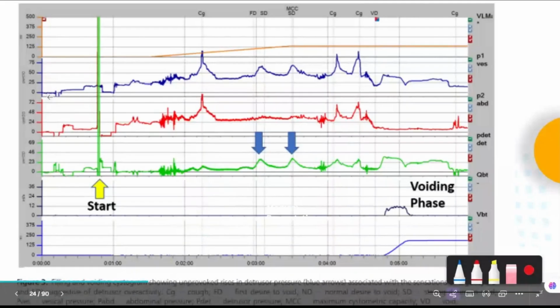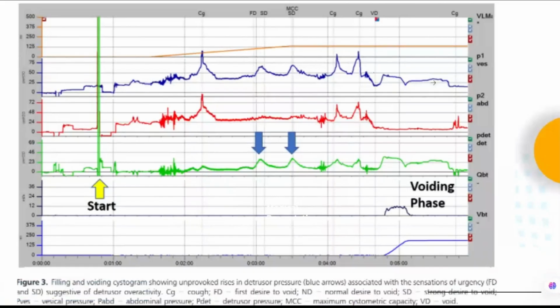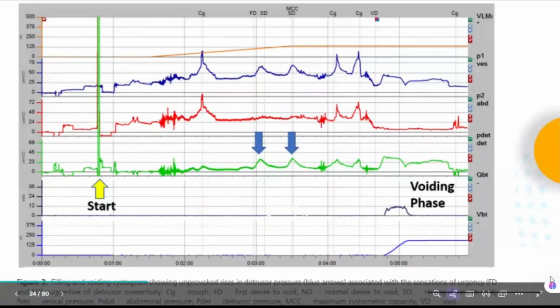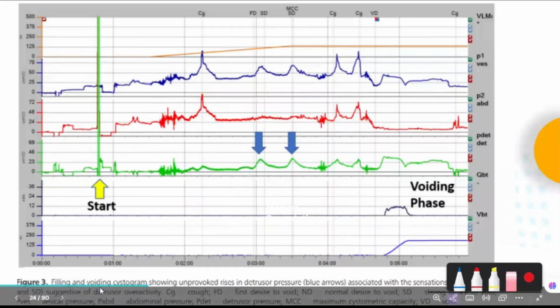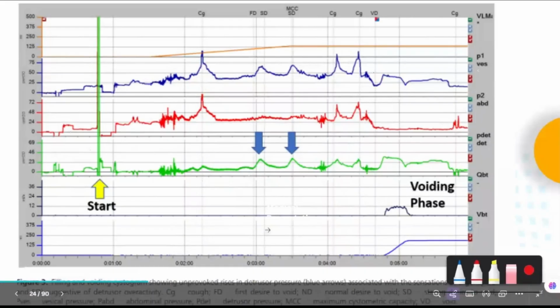You see this one particular line, which is blue, that is P vesical. The red line which you see is P abdominal, and the green line is nothing but the P detrusor. Now what is this chart showing here? See, there is a rise in the pressure here, and here also there is a rise in the pressure. And what happens to the P detrusor here? Not much rise. This is the filling and voiding cystometry showing the unprovoked rises in the detrusor pressure.